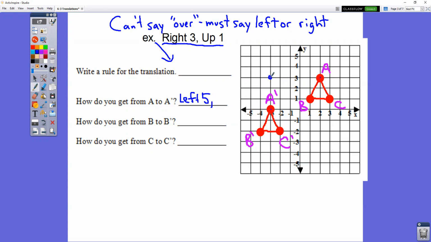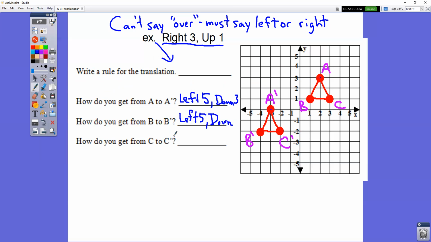And then we have to figure out how many places we're going down. We're going down 1, 2, 3. So we're going left 5, down 3 in this particular question. Now let's take a look at B to B prime. We're going from here to here. We're going 1, 2, 3, 4, 5 to the left, 1, 2, 3 down. So to get from B to B prime, we're going left 5, down 3.